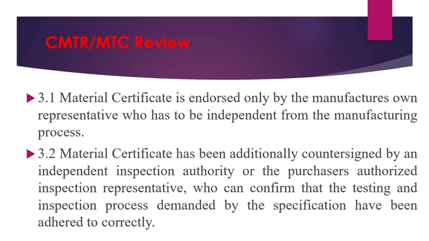The manufacturer is manufacturing the plate or material, but a third party independent inspection authority is inspecting. Otherwise, whoever purchases this material sends one authorized inspection representative. Those people inspect and confirm that this material conforms to the testing and inspection process demanded. So they sign the certificate. That is called the 3.2 certification.